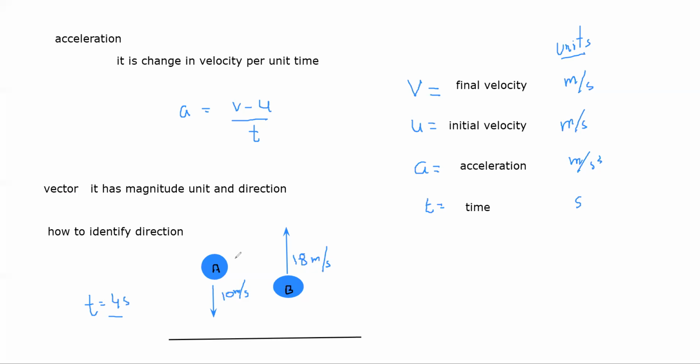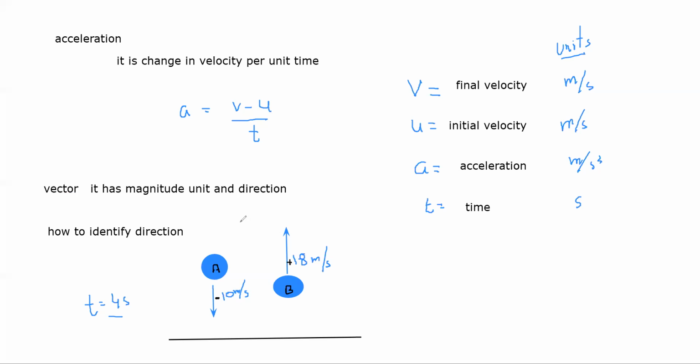Because velocity is a vector quantity as well, the directions of the velocities are always important. If downward you are taking as negative, then upward should be positive. It's up to you. If one of them is negative, the other one should be positive. In this example, if downward I took negative, then upward I should take as positive. They will not mention which one you should take positive or negative. It's up to you. Any one of them you can take positive, then the opposite direction will be negative.